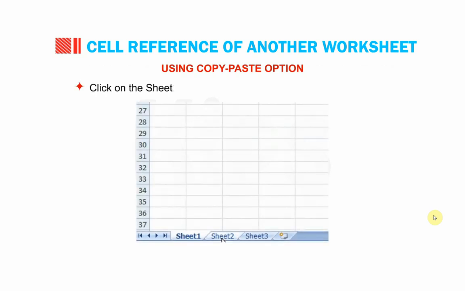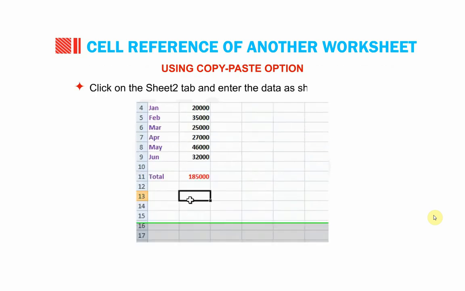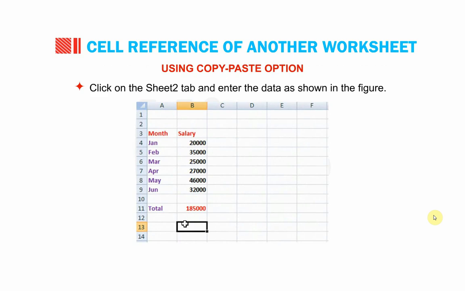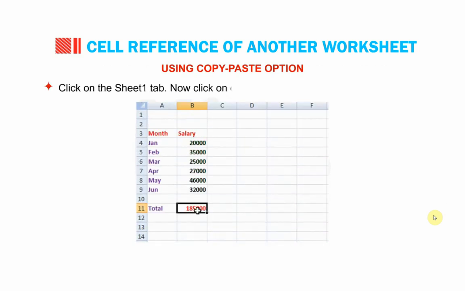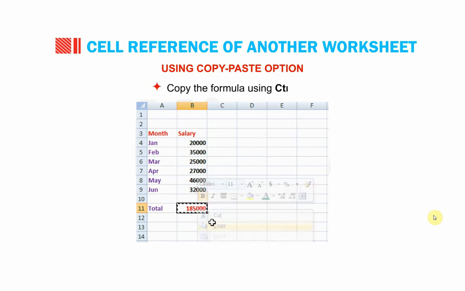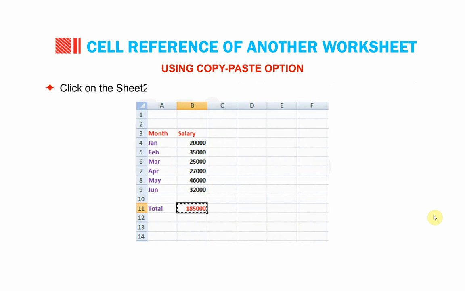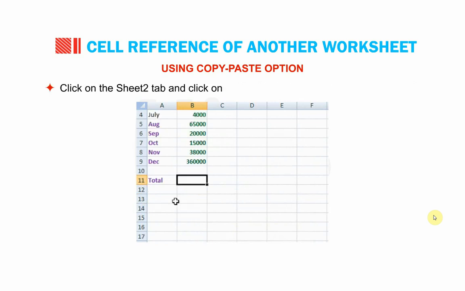Click on the Sheet 2 tab and enter the data as shown in the figure. Click on the Sheet 1 tab. Now click on cell B11 where the sum function is used. Copy the formula using Ctrl+C. Click on the Sheet 2 tab and click on cell B11. Paste the formula using Ctrl+V.